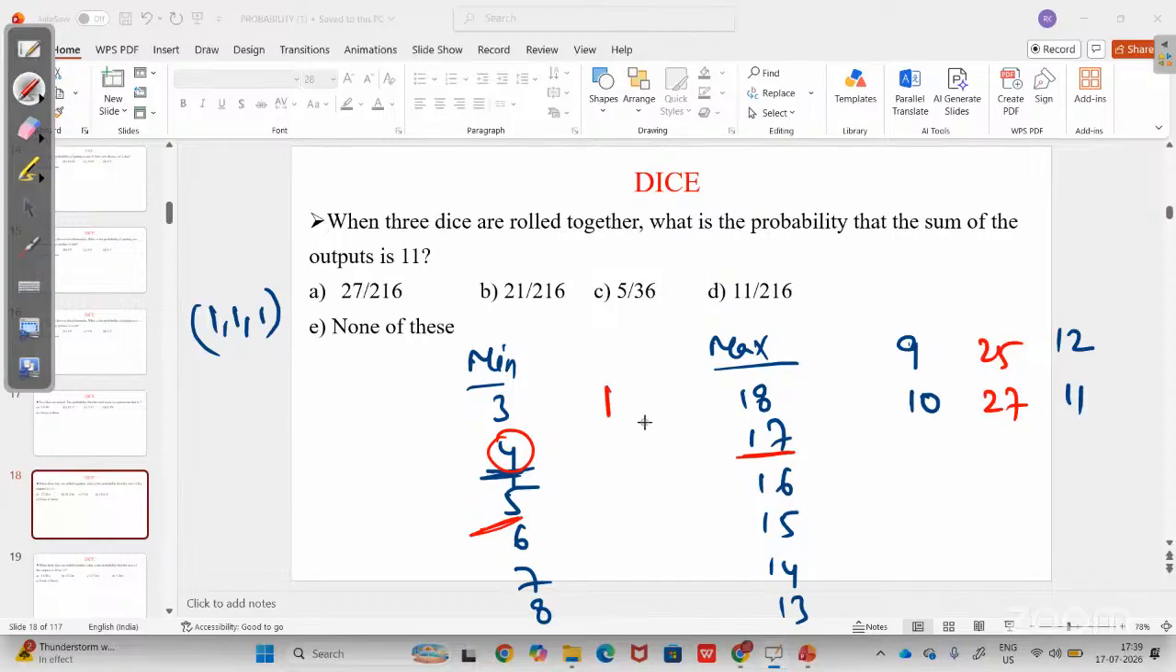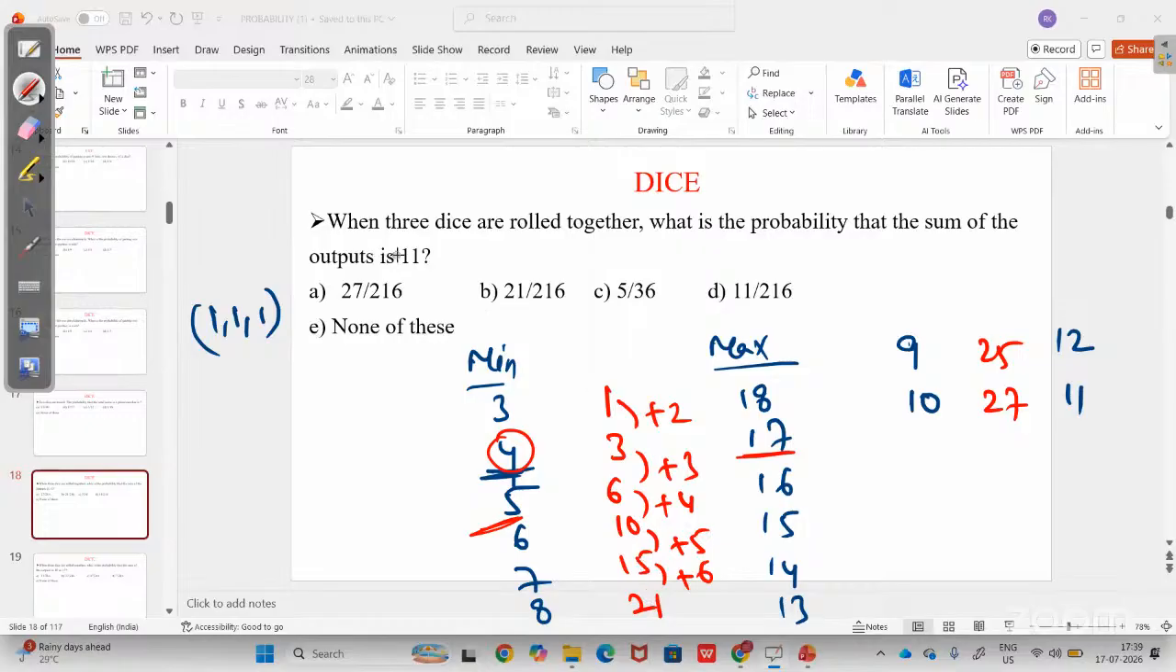Minimum is 1, 1 next number is 2, that is 3 possible cases. 2 next number is 3, so that will be equal to 6. 3 next number is 4, 6 plus 4 equal to 10. 10 next number is 5, so this will be equal to 15. 15 next number is 6, so it will be equal to 21. So the remaining balance will be equal to 25 and 27. We need to remember like this: 1, 3, 6, 10, 15, 21.